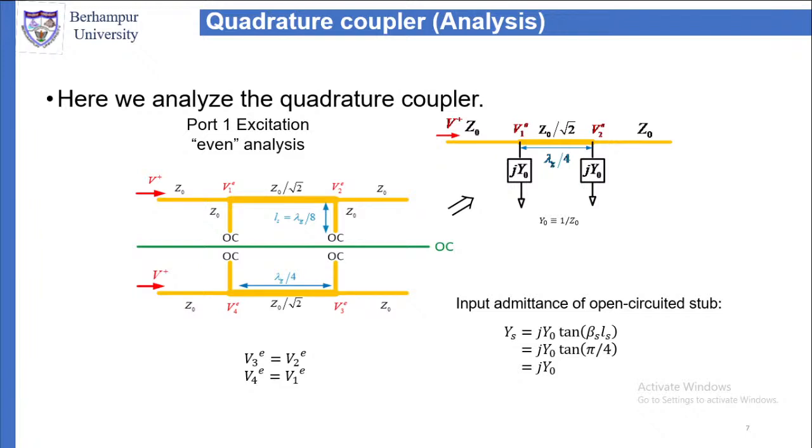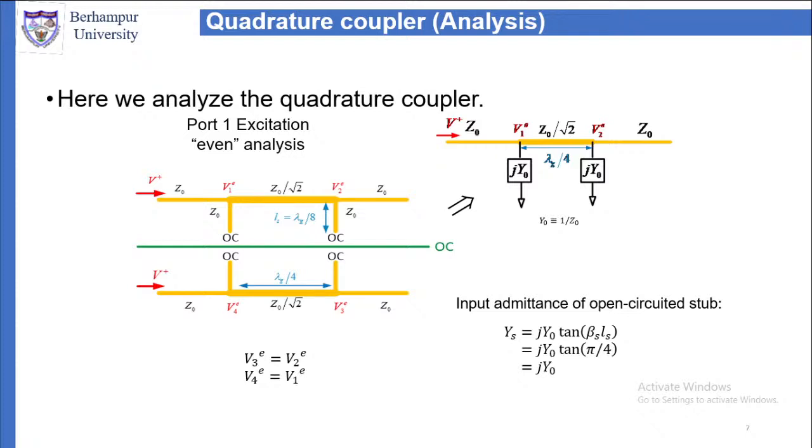If I excite port 1, then there will be two types of analysis. One is even mode analysis, the other is odd mode analysis. To do even mode and odd mode analysis, we require a plane of symmetry, POS. Here the plane of symmetry you can see through the green line. On the two sides of the plane of symmetry, the circuit diagram is the reflection of each other, so they are symmetric. Since they are symmetric, we can use odd even mode analysis.